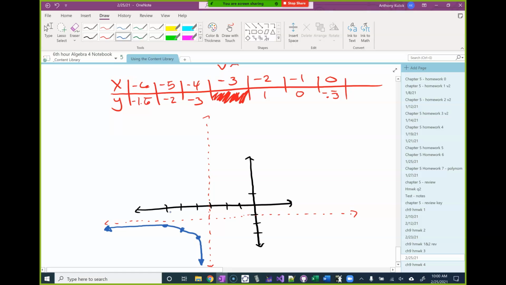And then I'll graph my other 3 points, so -2, -1, 0, and 0, -0.3. And then again, I'm going to start next to my asymptote, go through the points, and then follow my asymptote. And that's what my graph should look like.